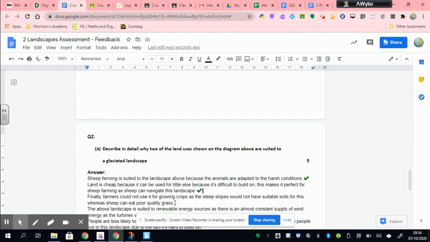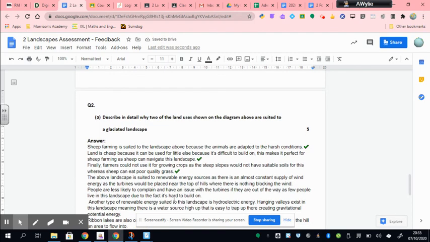Finally, farmers could not use it for growing crops as the steep slopes would not have suitable soils for this, whereas sheep can eat poor quality grass. Well, that's true. So the soil and the grass is pretty low quality and really only suits sheep. Probably wouldn't even suit cattle. The grass isn't good enough.